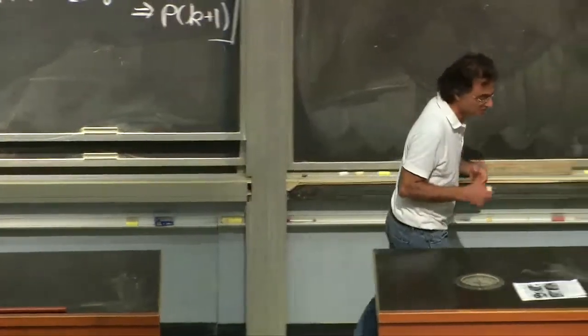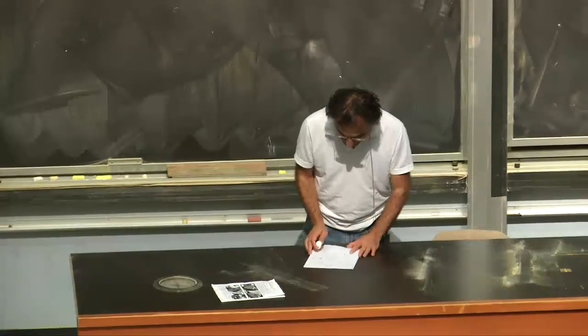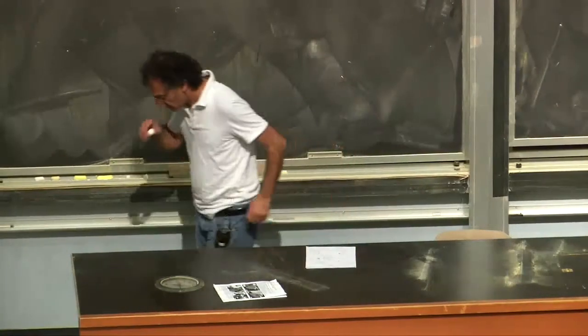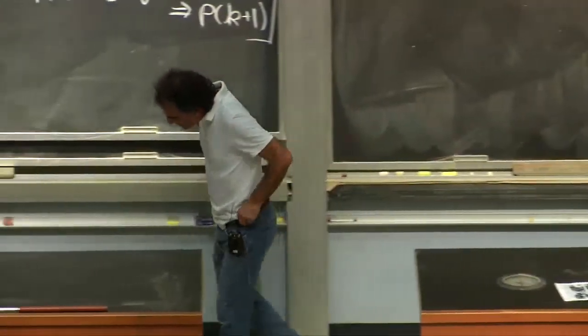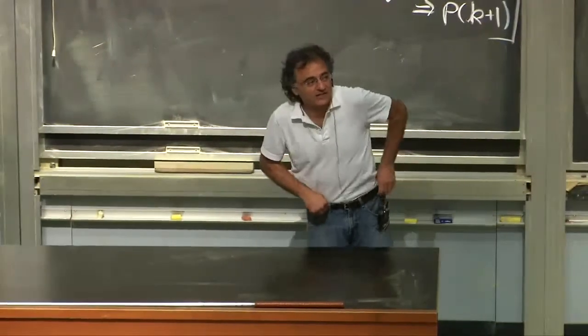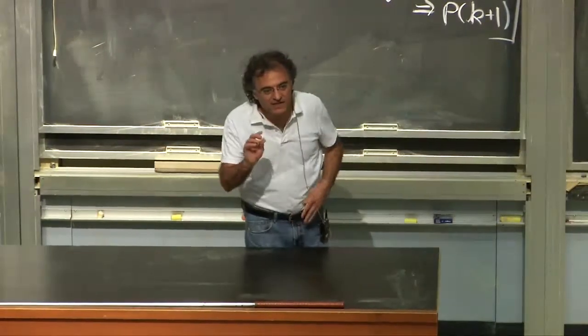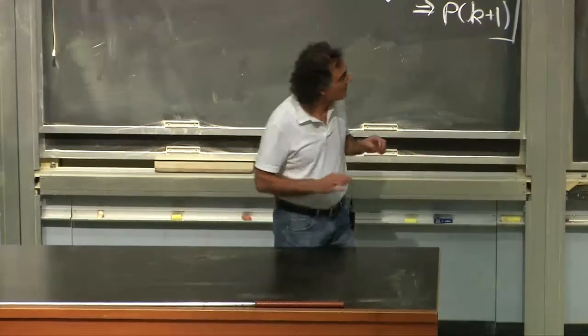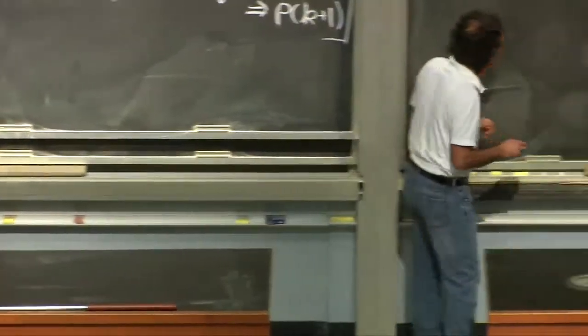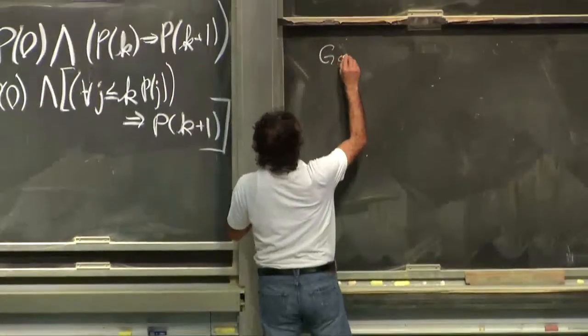Okay? So here's the first example, about how things go wrong in induction. When little things go wrong, a little error can propagate everywhere. So this is an example due to George Polya.